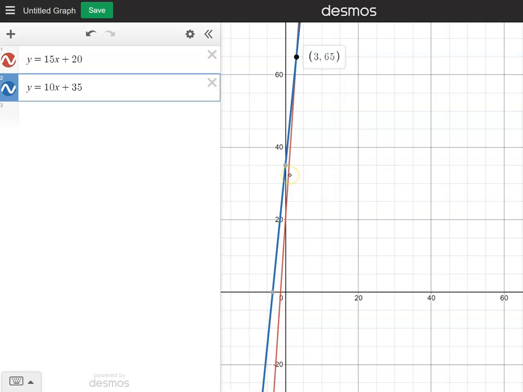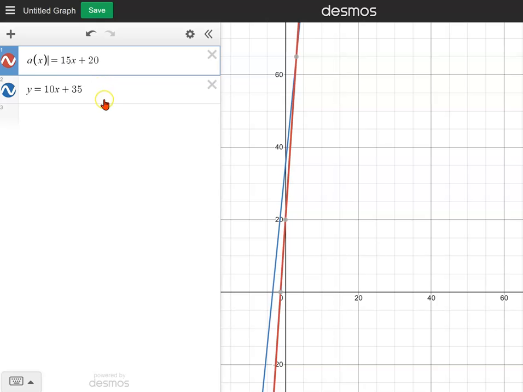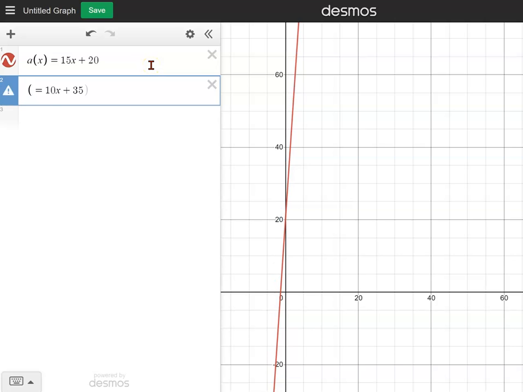Again, with your Desmos, all you have to do is just enter the two equations, y equals 15x plus 20, y equals 10x plus 35, and you will be able to see where the two lines intersect. By the way, from our notes, if you want to use A of x or B of x, as you can see that is still the same thing. So you can use y or A of x and B of x.